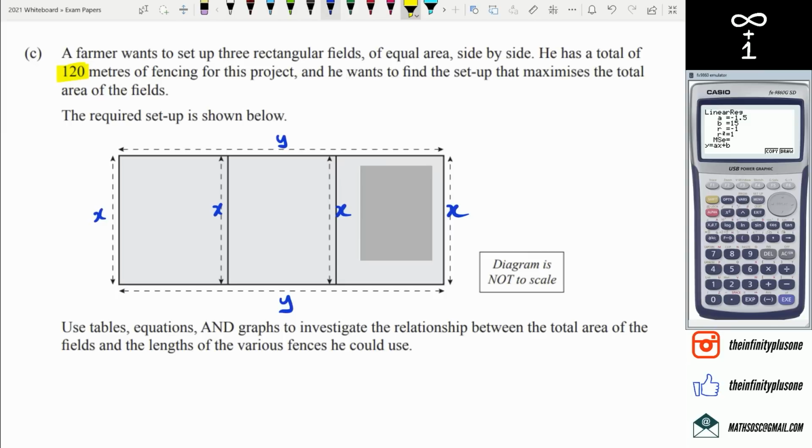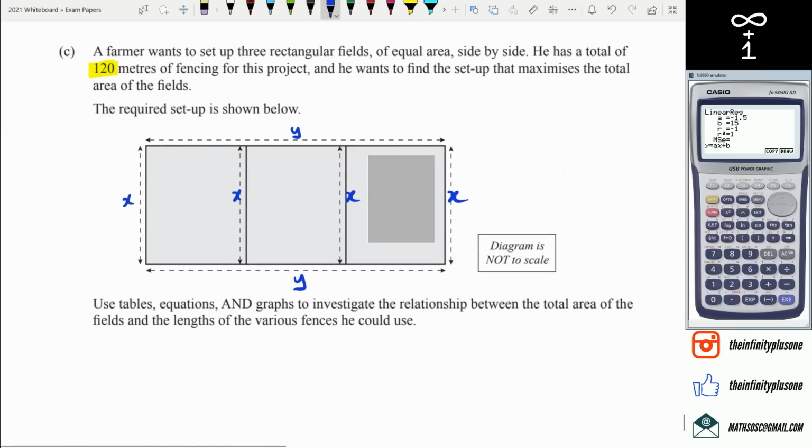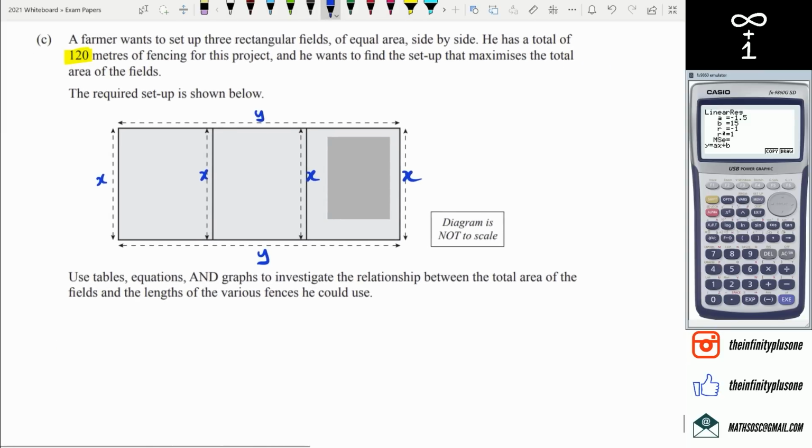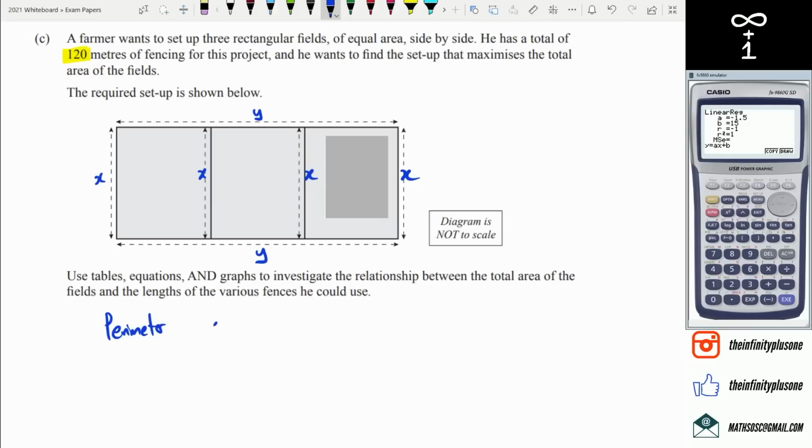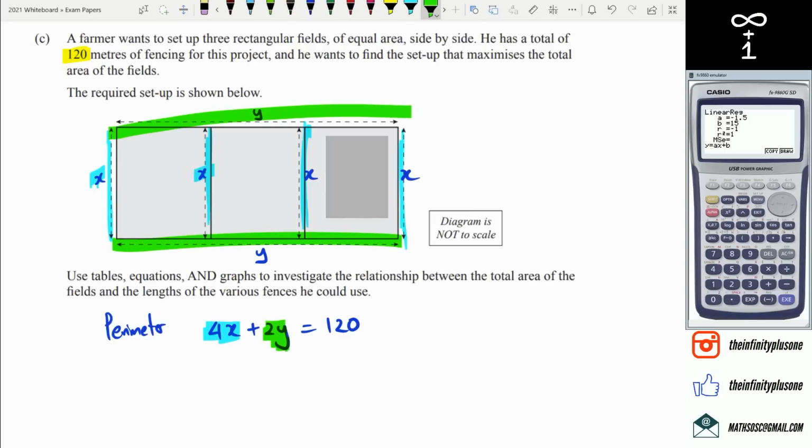So we can write this as perimeter as 4x plus 2y equals 120. And how do we get that? Well, we've got 1x, 2x, 3x, 4x, 4x plus 1y and 2y equals 120 meters of fencing. So we basically use all 120 meters of fencing.